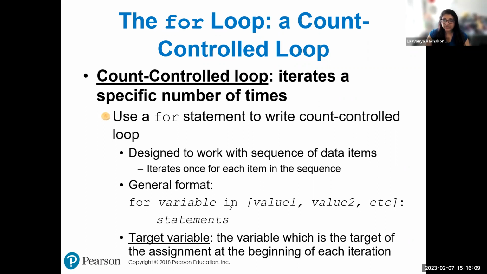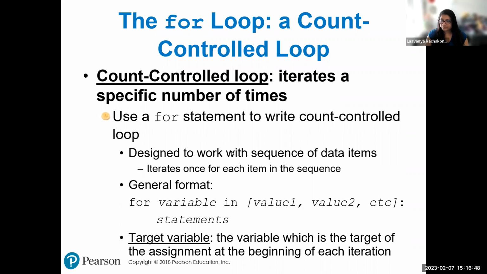And the syntax is: for variable in. You are creating an array basically, and then you are having all your items or values. So that is for variable in value 1, value 2, etc., and then the statements. The variable here, which is used in the first statement of initialization of the for block, is called the target variable. This is a target variable which will be assigned to each and every value when you are executing the loop. Once I show you an example, it will be much easier to understand as well.